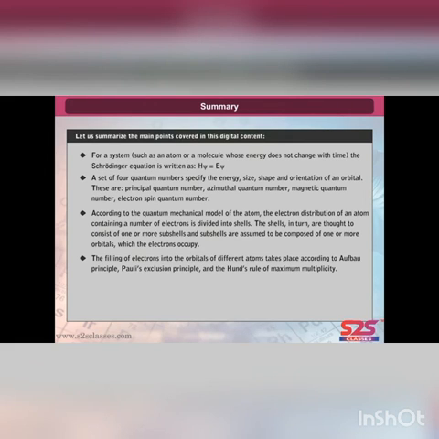The filling of electrons into the orbitals of different atoms takes place according to Aufbau principle, Pauli's exclusion principle, and the Hund's rule of maximum multiplicity.